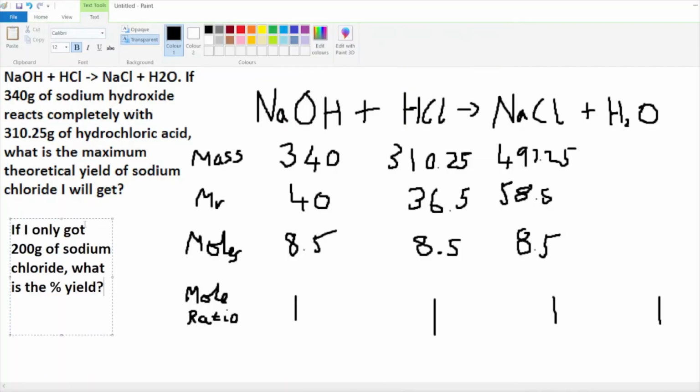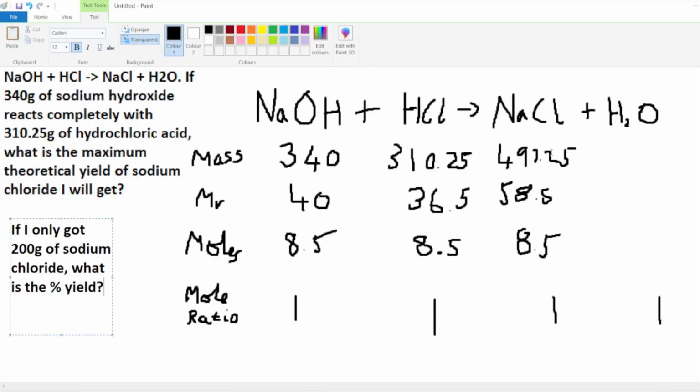So this might be a percentage yield question. They may tell you the actual yield, ask you to calculate the percentage yield. So if you remember, we do our actual yield of 200 grams divided by our maximum theoretical yield of 497.25 grams, and that gives us a percentage yield of 40.22121 and so on percent. So roughly 40%, if we wanted to round it to the nearest whole number, percentage yield.